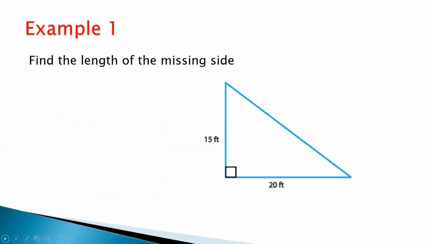All right, so example 1, find the length of the missing side. So this is where we're going to use the Pythagorean theorem. Let me write that a squared plus b squared equals c squared up above. And again, I want to remind you guys that it's always important to label your triangle. So before I start plugging in and using the Pythagorean theorem to find my missing side, I'm going to label A, B, and C on my triangle.